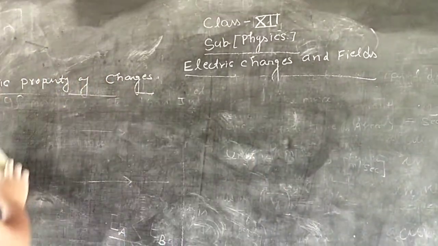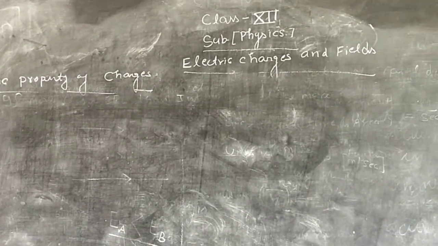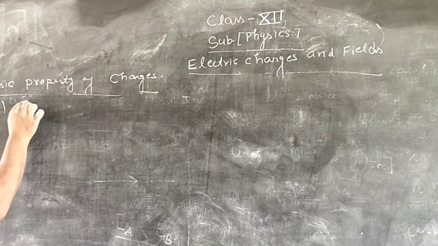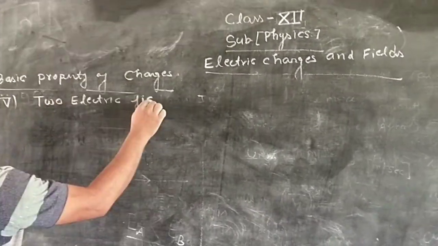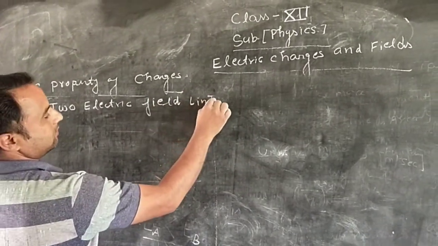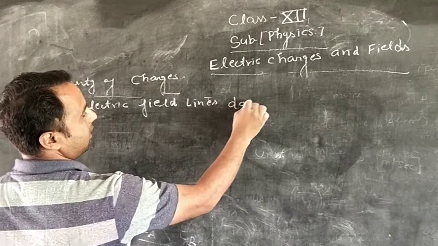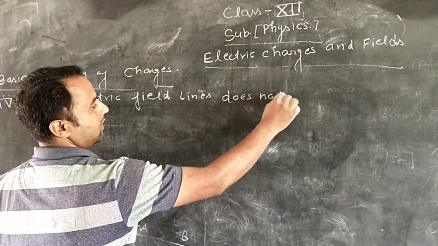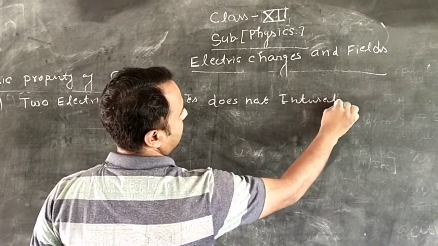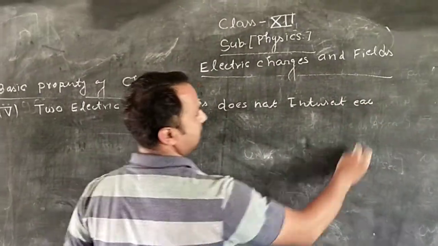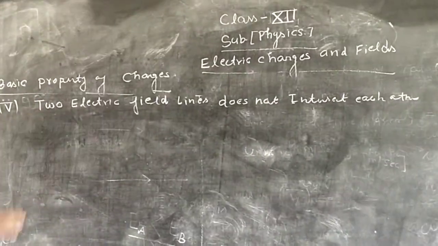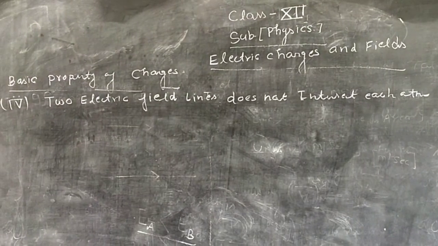Now the next property is coming here. The next basic property, the fourth basic property: two electric field lines do not intersect each other. This is a very important property. Two electric field lines never intersect each other.